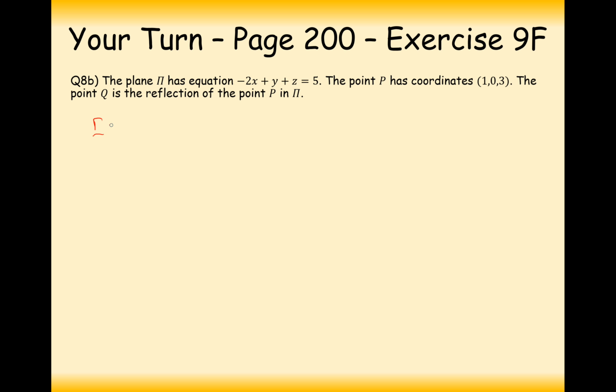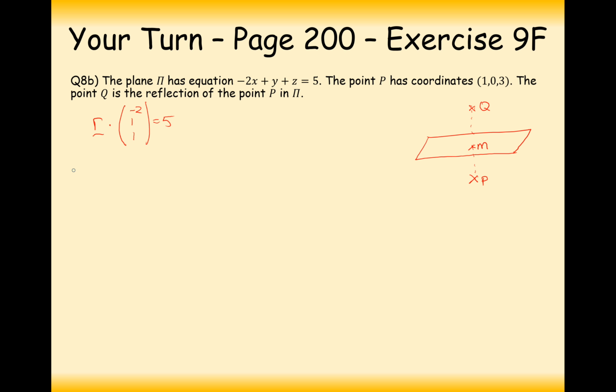Alright then, let's start to have a go at this now. So the equation of our plane is going to be r dot (-2, 1, 1) equals 5. And the coordinate is going to be at (1, 0, 3). So what I think I'll do is I'll start off by drawing a diagram. So I've got my coordinate P here. I've got my intersection point with the plane M here. And I've got my coordinate Q up here. I'd always draw a diagram for this just to help yourself visualize it.